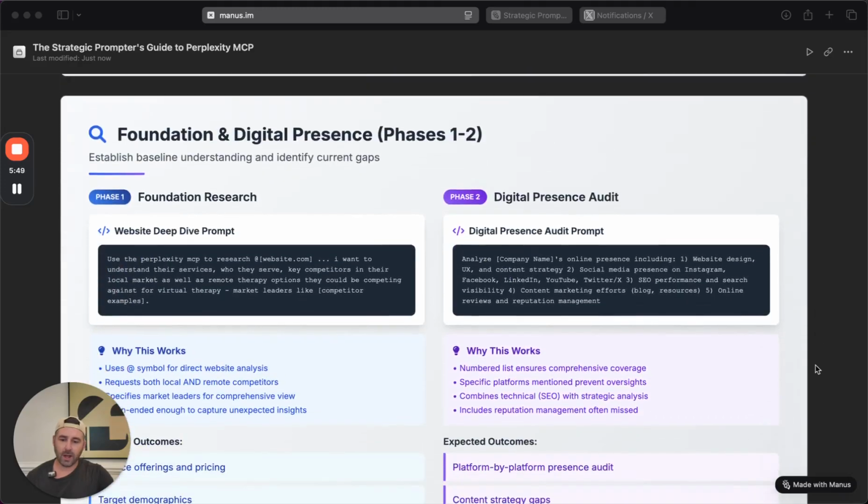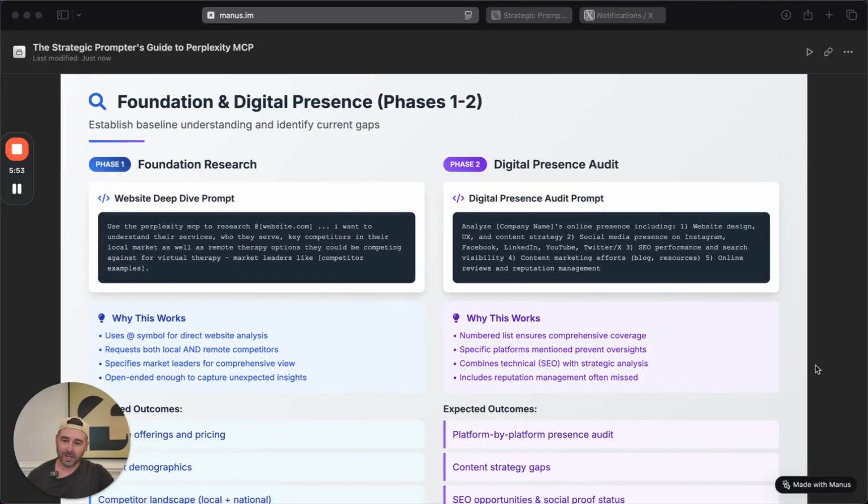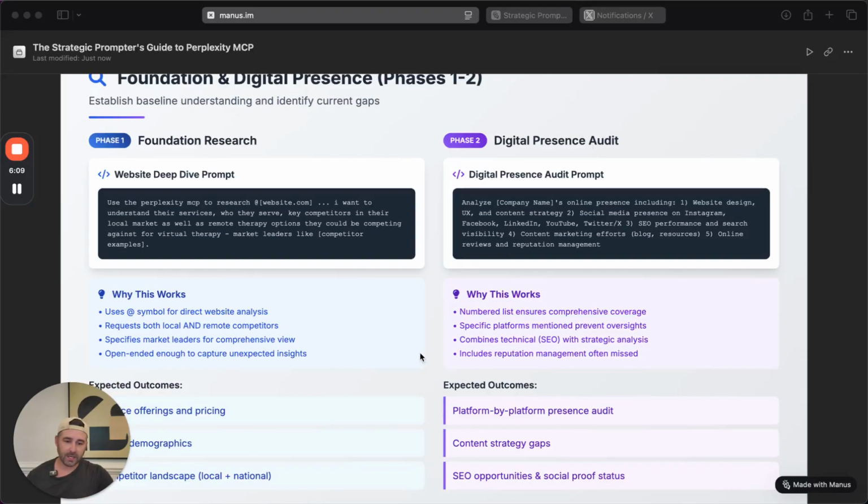Okay, so I'm going to even tell you some of the prompts that I've used here. So foundational, I use the Perplexity MCP. I want to understand the website, what their services are, who they serve, key competitors in their market, and who else could they be competing against that I'm not really thinking about. For the digital presence audit, it's like, okay, analyze the full online presence of this company. I want to look at these social channels, search visibility, content marketing, etc.